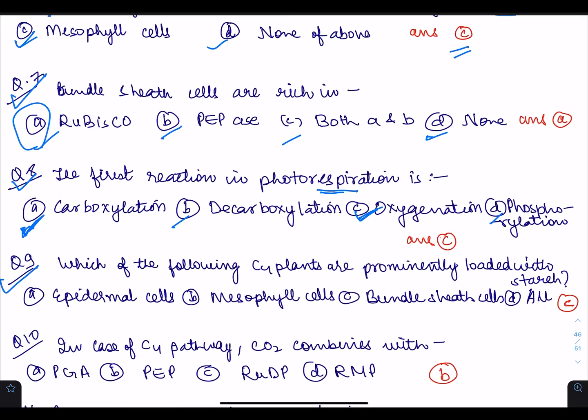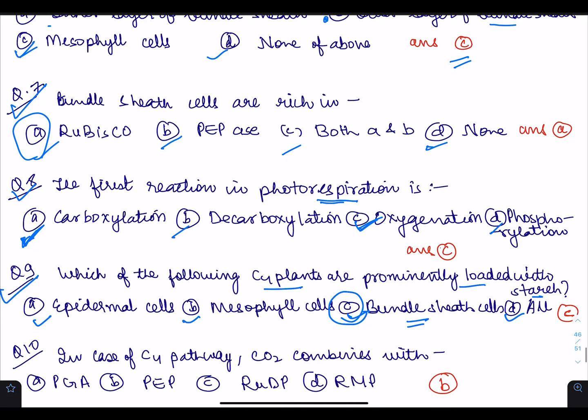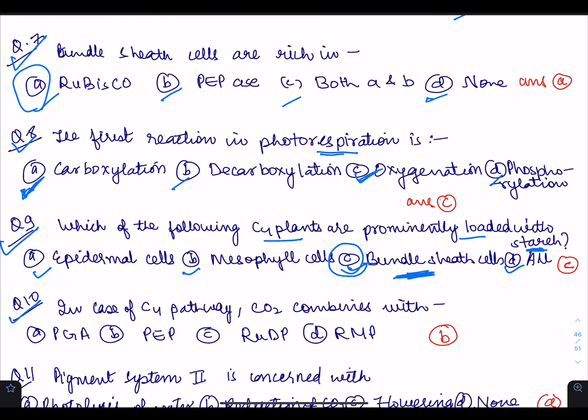Question 9. Which of the following C4 plant cells are prominently loaded with starch? Epidermal cells, mesophyll cells, bundle sheath cells, or all. Our answer is C. Why bundle sheath cells? Because the final Calvin cycle is occurring in bundle sheath cells only and not in mesophyll cells. Hence, they will be loaded with starch, because finally starch is produced after the Calvin cycle only, which occurs in bundle sheath cells.